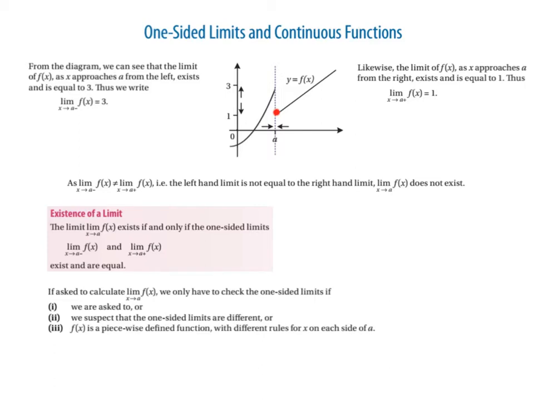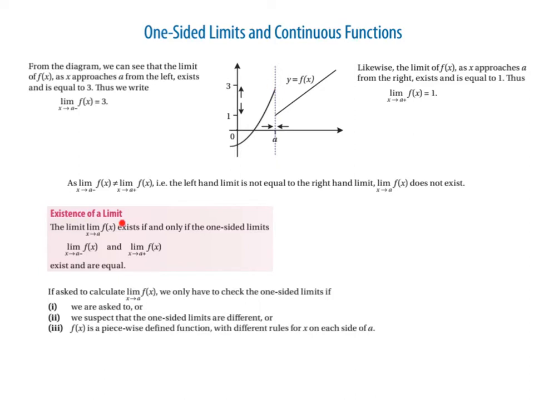Now that means the limit from the left, which we write as x heading towards a from the negative, i.e. from the left-hand side, is going towards 3. If we look from the right, you can see it's a plus here instead of a minus, and this is now going towards 1. That means they're going towards a different limit from each side. So the left-hand limit is not equal to the right-hand limit, and the limit as x heads towards a doesn't exist, because it's going to two different values.